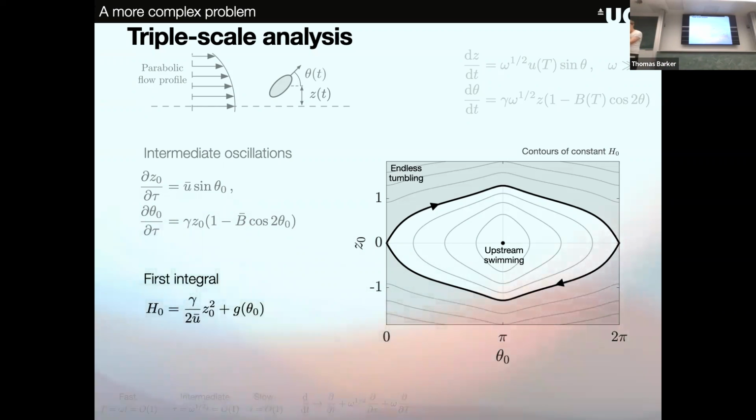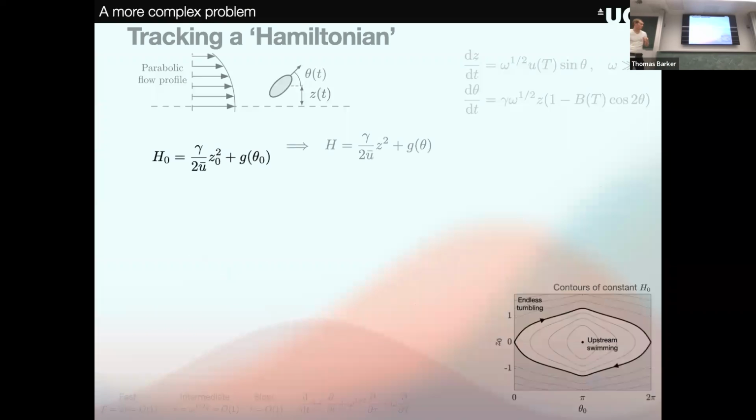So the reason that this is interesting is that this diagram completely captures the behaviours that we might expect to see in an experiment. At the very centre of this diagram, you get upstream swimming. That corresponds to theta being pi, so I'm pointing this way, and my z being 0. That's kind of the behaviour we're hoping to get out as the answer of our analysis. And then in the opposite regime, you have kind of endless tumblings. This is where I'm always in one half of the flow, and my theta, I just spin around, round and round and round, because the flow's doing that. And then there's this kind of separatrix in the middle. So that begs the question, can we just track h0? That would be great. If we can track h0, see how it evolves in time, that might tell us what the answer is going to be.